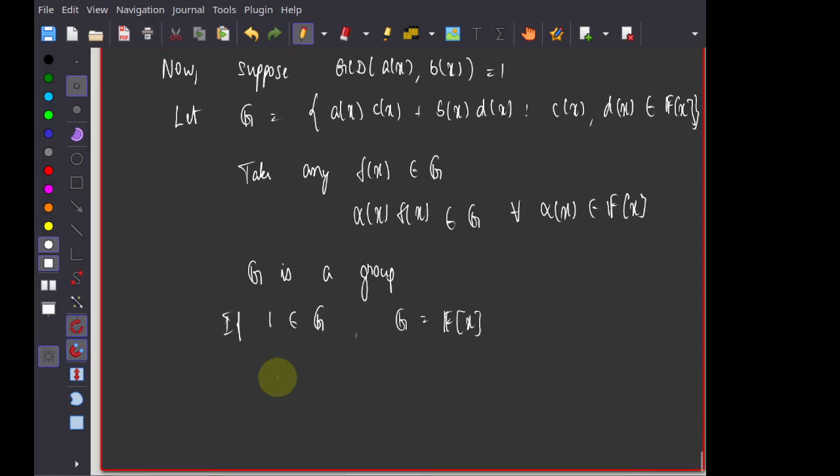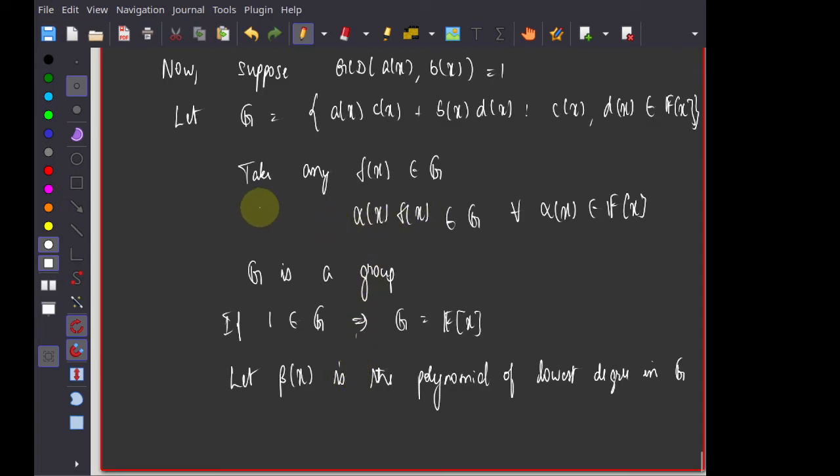So let us say that beta(x) is the polynomial of lowest degree in G. This is implied by this statement.